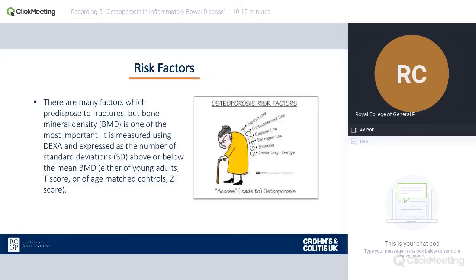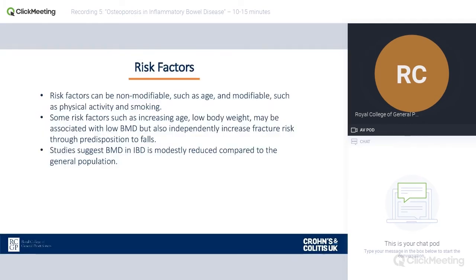When we talk about risk factors, there are many factors that predispose to fractures, but bone mineral density is probably one of the most important, and this tends to be measured using a DEXA scan and expressed as the number of standard deviations above or below the mean. We can consider risk factors as being non-modifiable, such as age, modifiable, such as physical activity and smoking, and then partially modifiable, such as the inflammatory effect in a condition such as inflammatory bowel disease, where we may be able to control it to some degree, but it may still have an increased risk of reducing the BMD, bone mineral density.